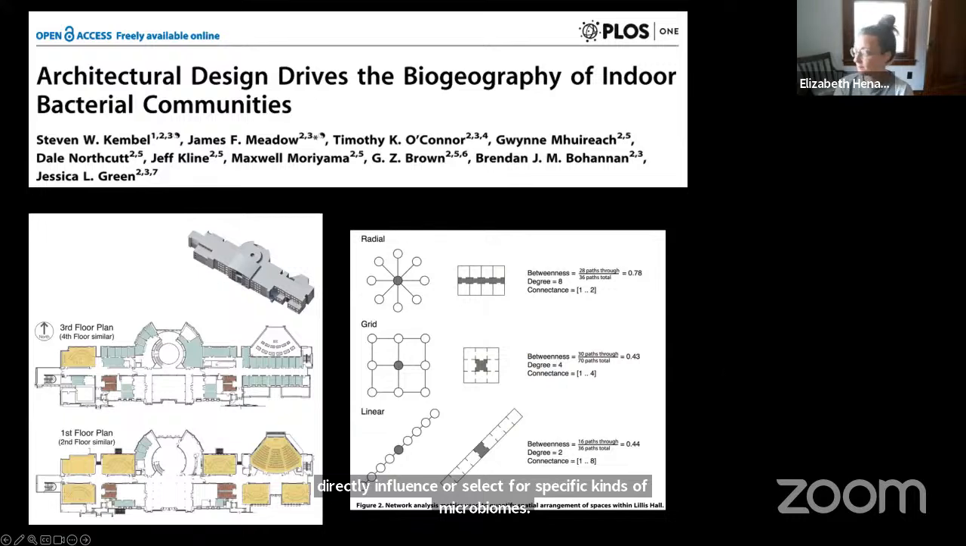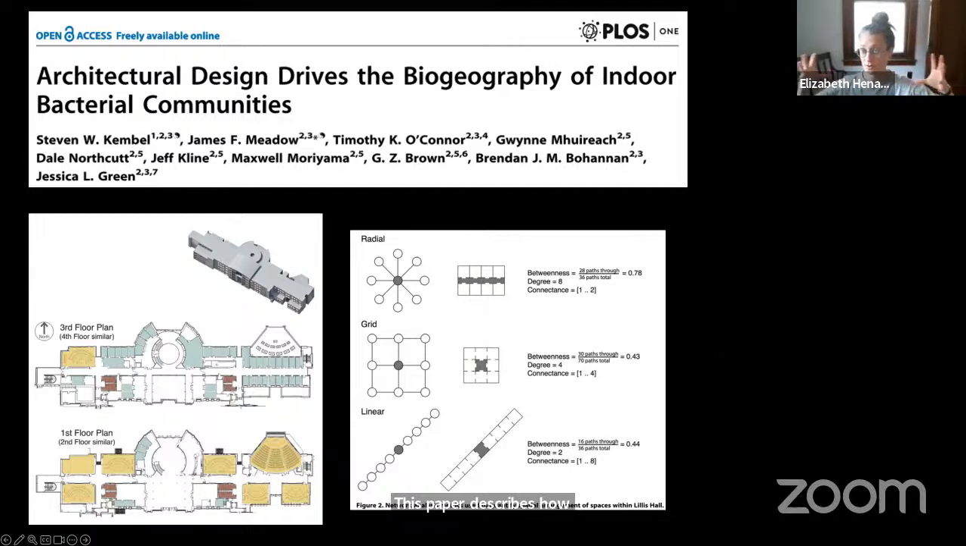This paper describes how the design structure of indoor environments impacts the microbiome of these indoor environments. So this is talking about connectivity of indoor spaces, and how the connectivity of different rooms in a building will impact how the microbiome is structured on the inside of this building.